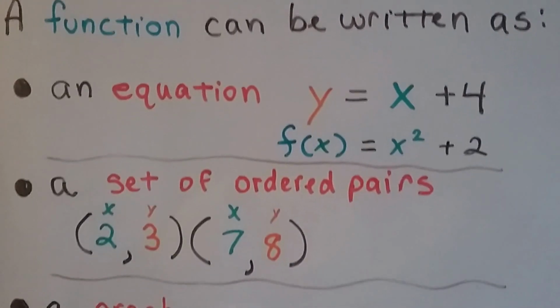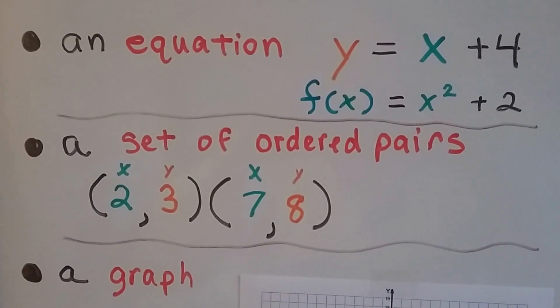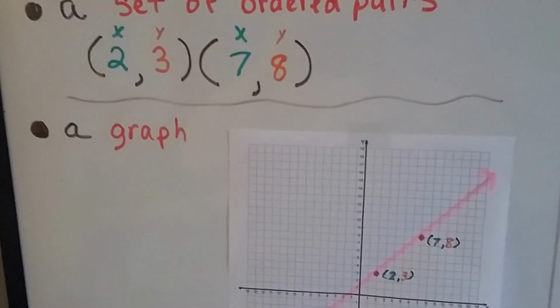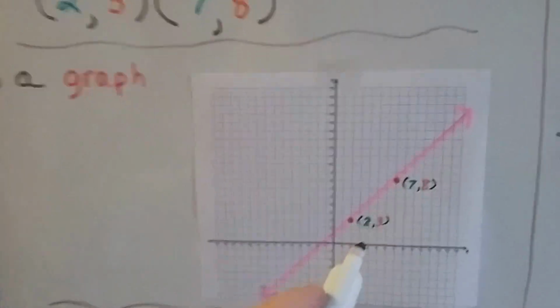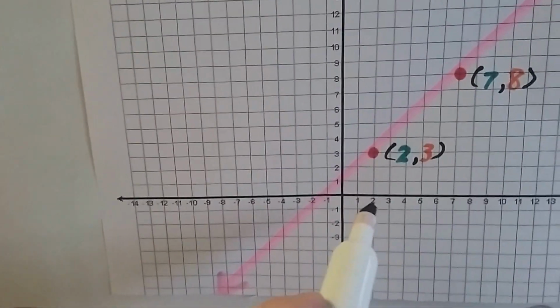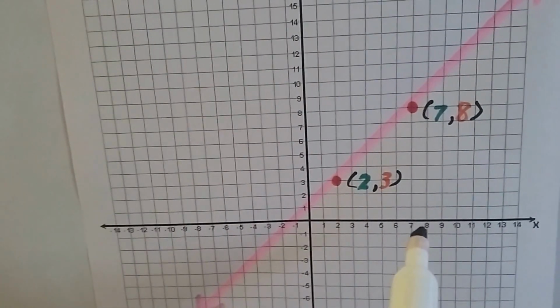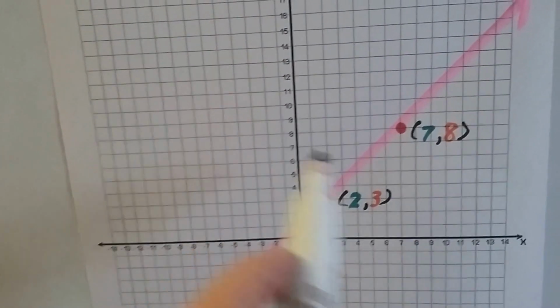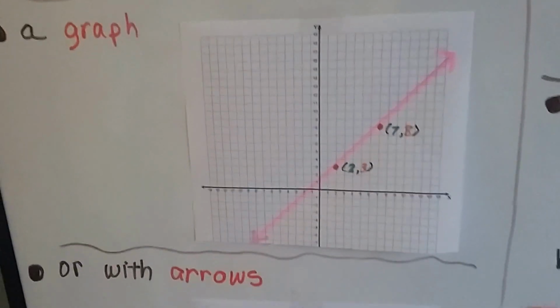It could be written as a set of ordered pairs. We could have x and y values of 2 and 3 and 7 and 8. And we can graph those ordered pairs, and that would be a function. If you look, this is x is 2, y is 3, and this one is x is 7, and y is 8, and this graphed line is a function.